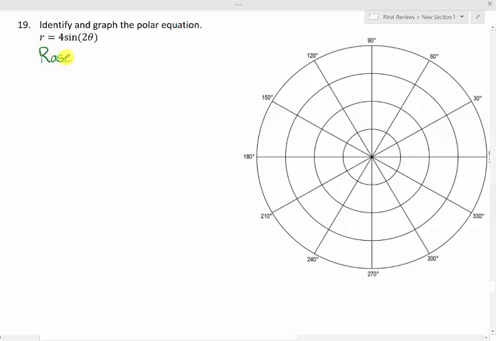And we can tell the number of petals a rose has by the number out in front of theta. So if it's an even number, we're going to have twice that number of petals. If it's an odd number, we're going to have the exact same number of petals. So this is an even number in front of my theta, so I have 2 times 2, or 4 petals. When we have a rose with an even number of petals, we're going to have to graph from 0 to 2 pi.